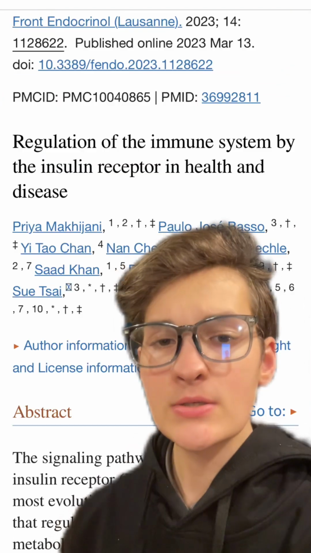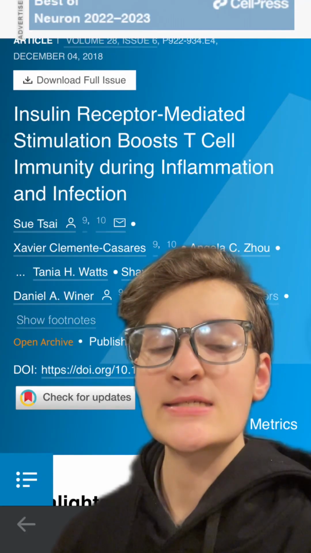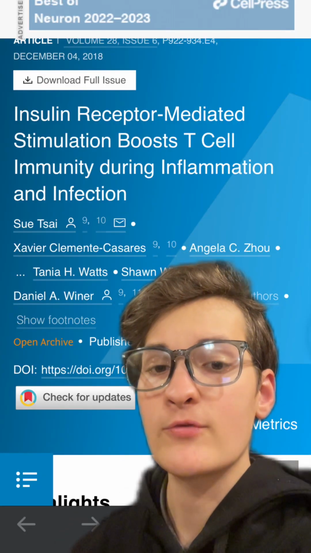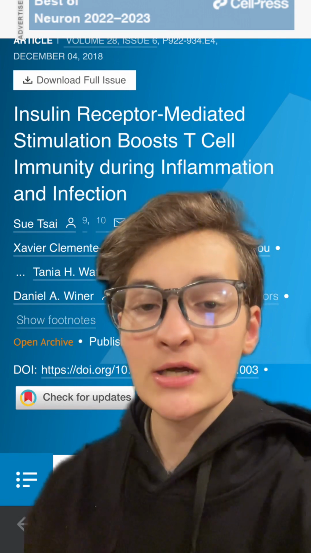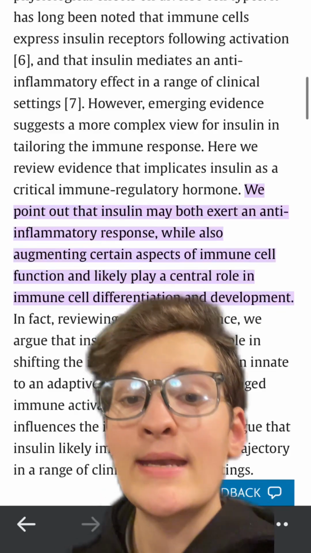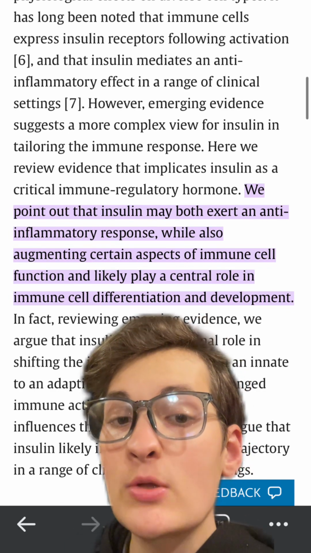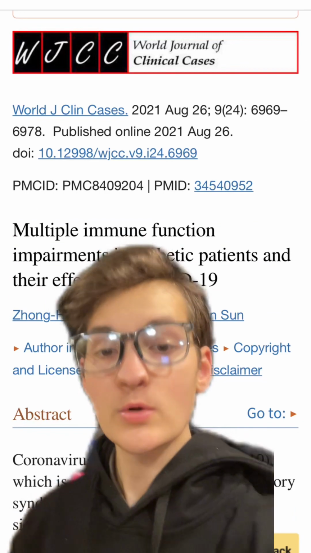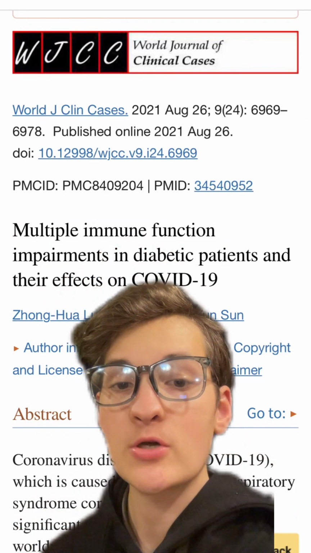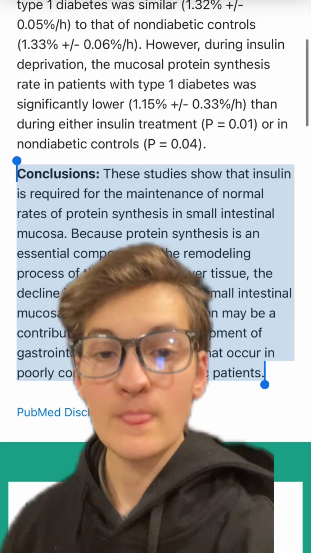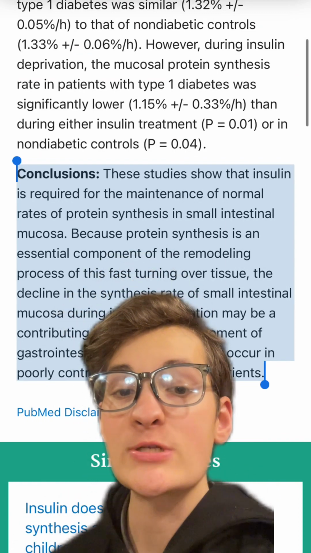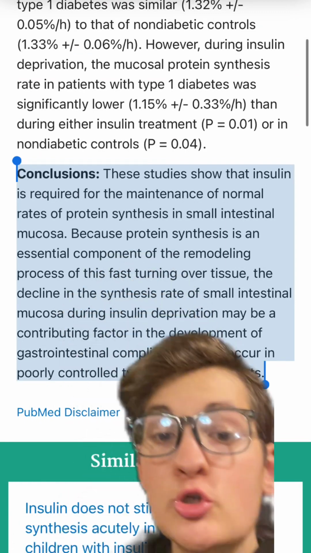Insulin can even regulate the immune system by stimulating T-cell immunity during inflammation and infection, thus giving us a stronger immune system, and acting as an anti-inflammatory agent, and being extremely important for the immune cell differentiation and development, which is likely why diabetics have impaired immune functions and an increased risk of infections. There is thought that insulin may even increase protein synthesis within the small intestine, contributing to the strength of the intestinal tract. There are other, much less understood effects of insulin, but these are the main effects and probably some effects that you may not have even known.